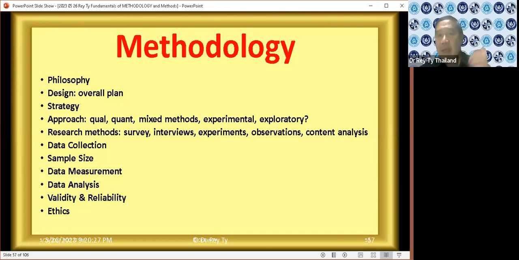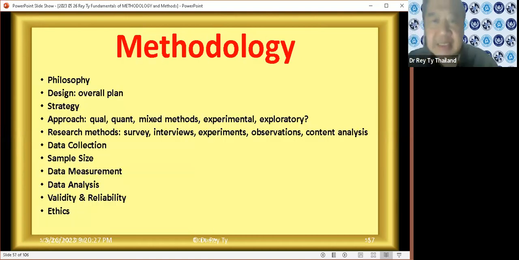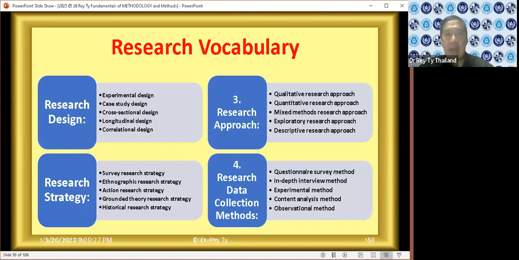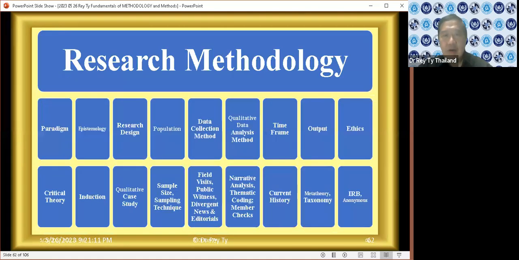Elements of methodology, the philosophy, the overall design, strategy. This is one set of vocabulary. Others would call this differently. The approach, research method, data collection method, sample size, data measurement, data analysis, validity, and reliability and ethics. So these are some vocabulary and all the different kinds of research. That will be for another session for other professors. This is another set of vocabulary by another author when they talk about what are the different elements of methodology. Again, we don't have time for that.